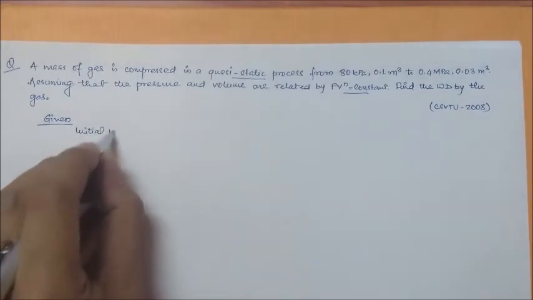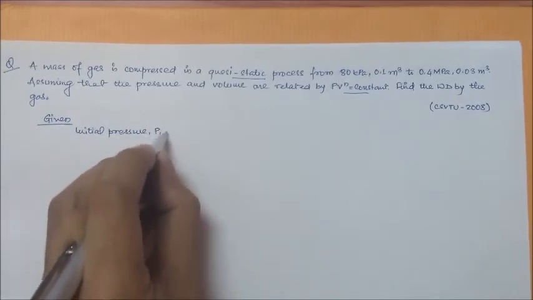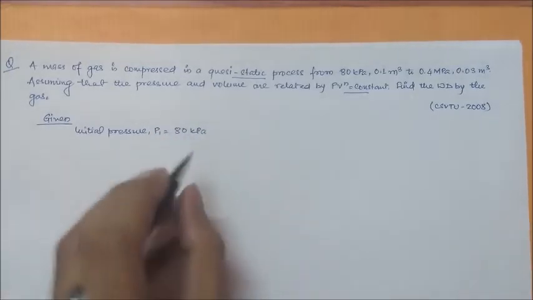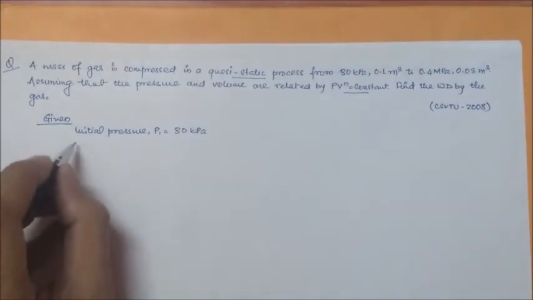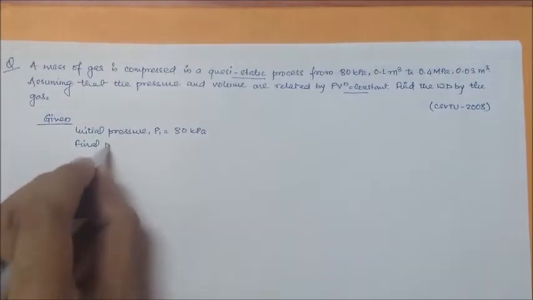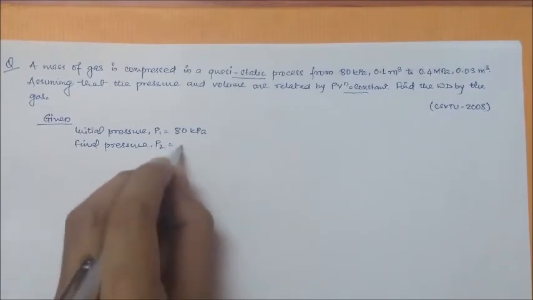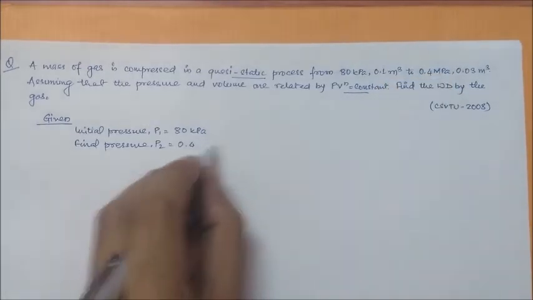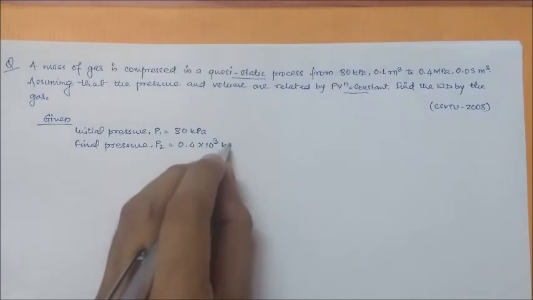Initial pressure P1 is 80 kilopascal. We will take it as kilopascal only. We will not change into pascal. The final pressure P2 is 0.4 megapascal, so we will convert it into kilopascal, 0.4 into 10 to the power 3 kilopascal.